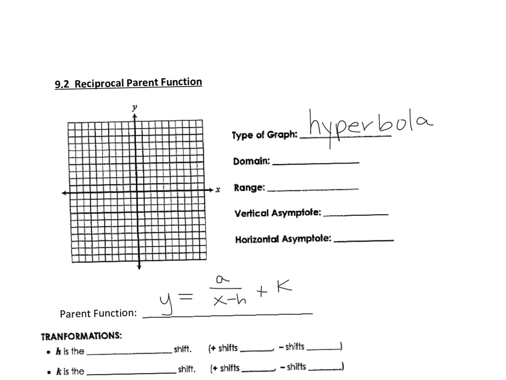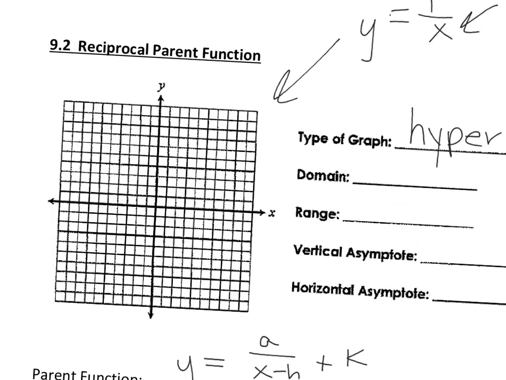Generally, if you just had the function y equals 1 over x, your most basic function, so it hasn't been shifted left, right, up, down, or had a vertical stretch or shrink, think about making a table of values. If x is positive, you're going to be in the first quadrant. And if x is negative, the function is going to be in the third quadrant because the y is going to be negative. So I'm going to plot some points here.